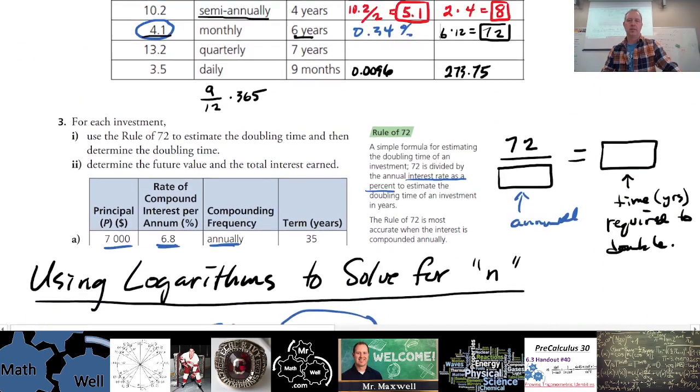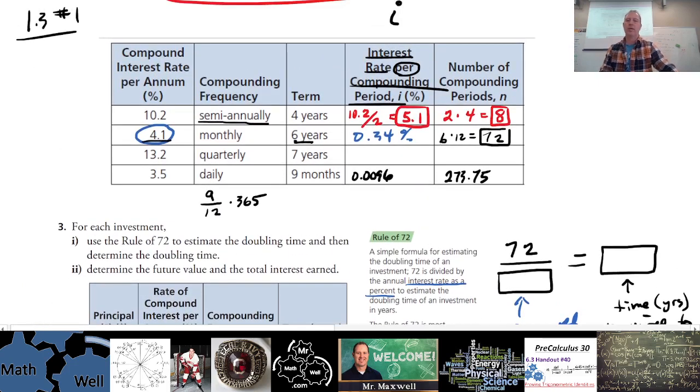All right, that's 1 and 3. That's rule of 72 for 1.3. Any questions on those ones?